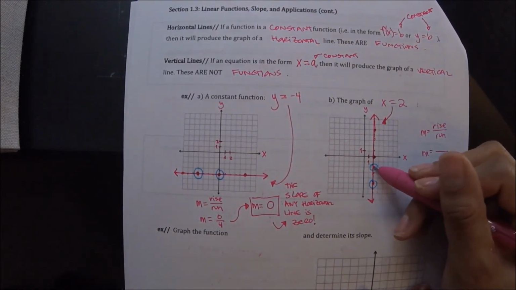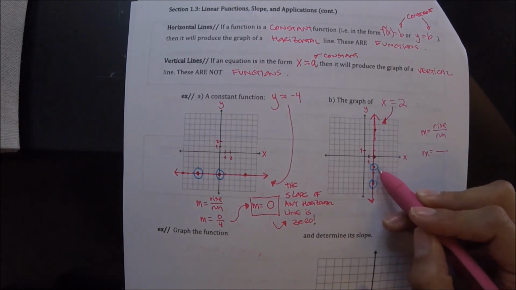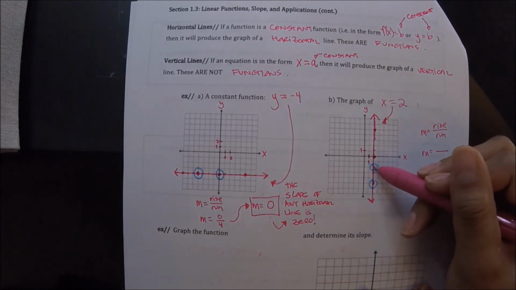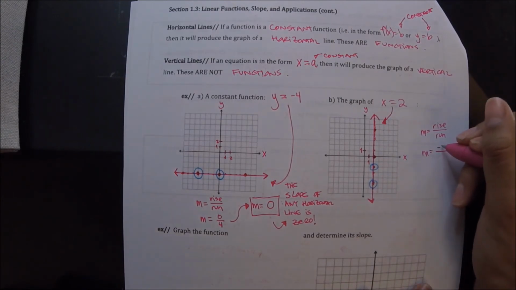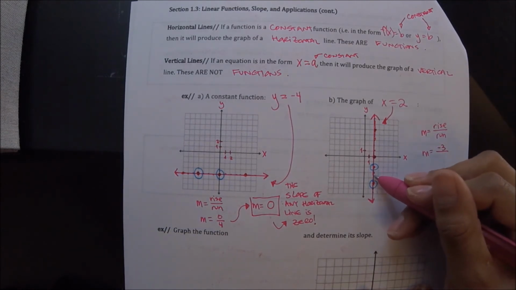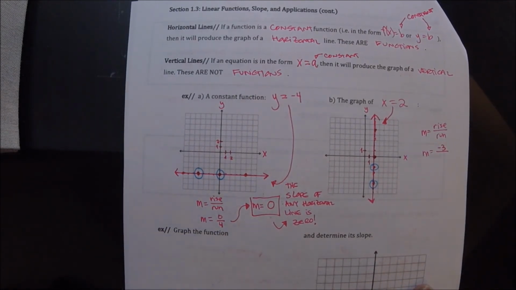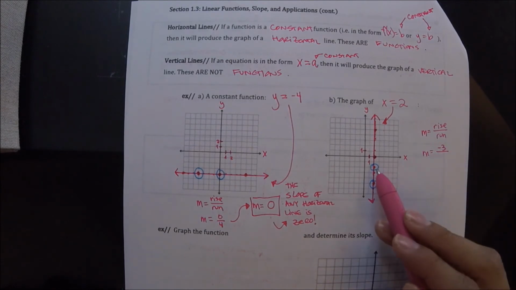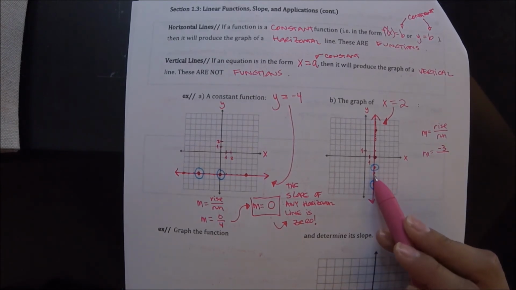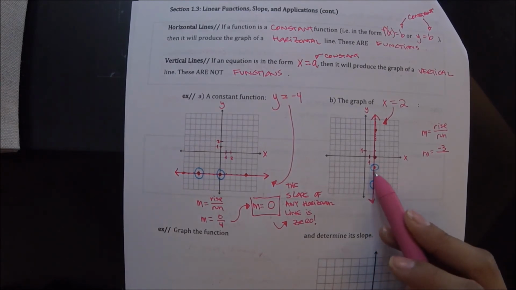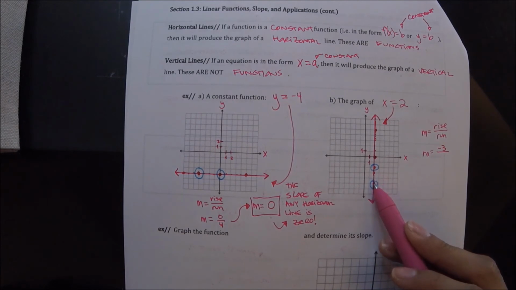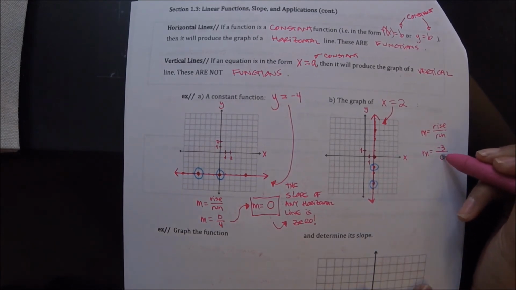So from one point to another, let's say this point to this point, how much is it rising? Well, it's going down 3. So I'm going to write minus 3. 1, 2, 3. And then for the run, from this point to this point, how much is it changing left to right? Well, it's not going anywhere left to right because it's going straight down, so the run is 0.